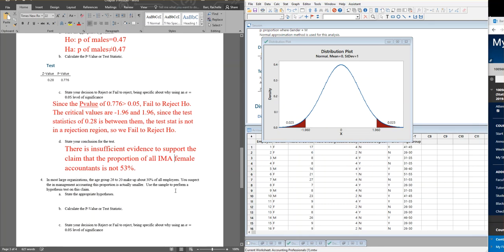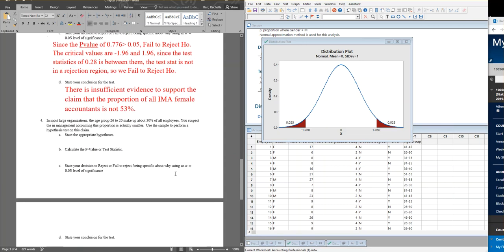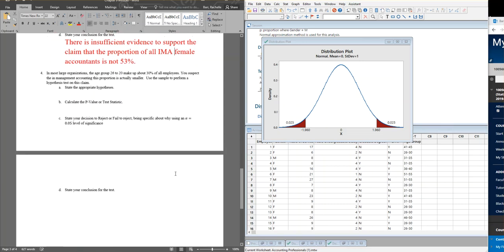Oh, I remember this one. Okay. So this one's going to be a little harder. In most large organizations, the age group 26 to 30 makes up about 30% of all employees. I have a typo in this, I will have to post a new document. You suspect in management accounting, the IMA people, this proportion is actually smaller. Use the sample proportion to form a hypothesis test on this claim.